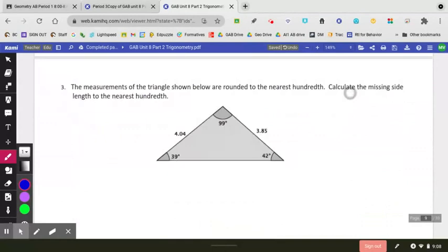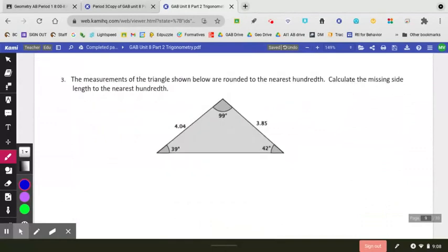So again, try number 3. This one's a little bit trickier. Come back and check.